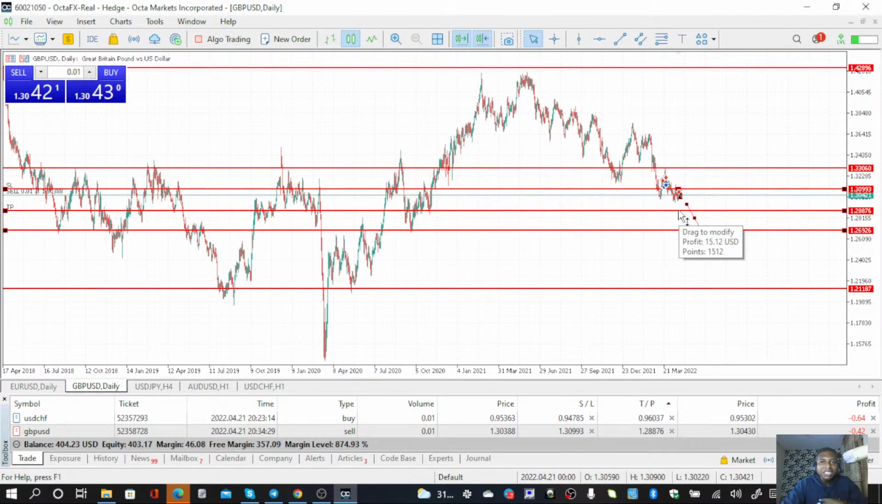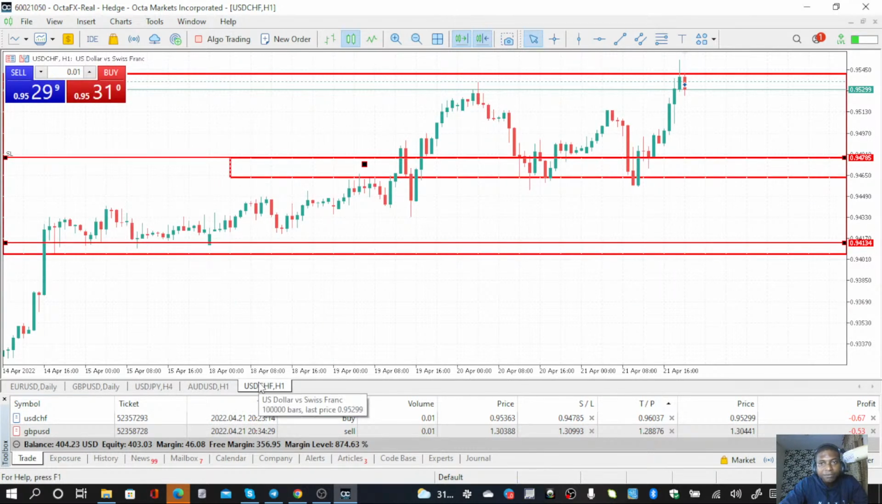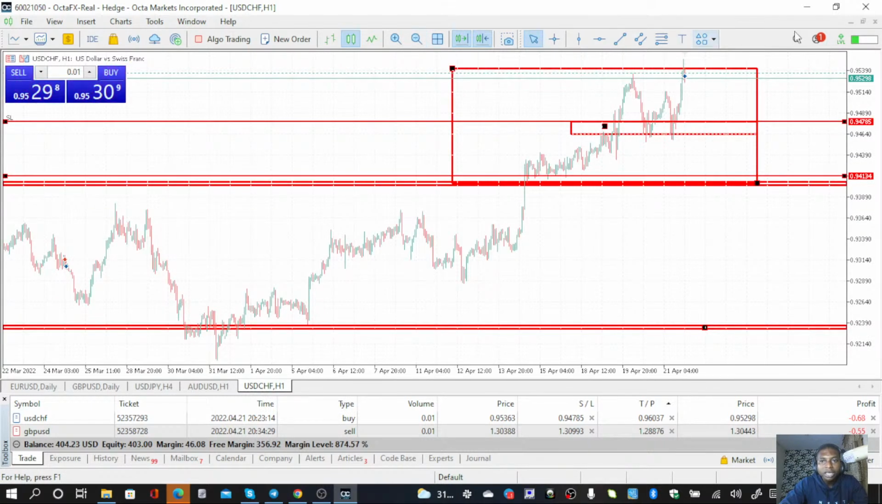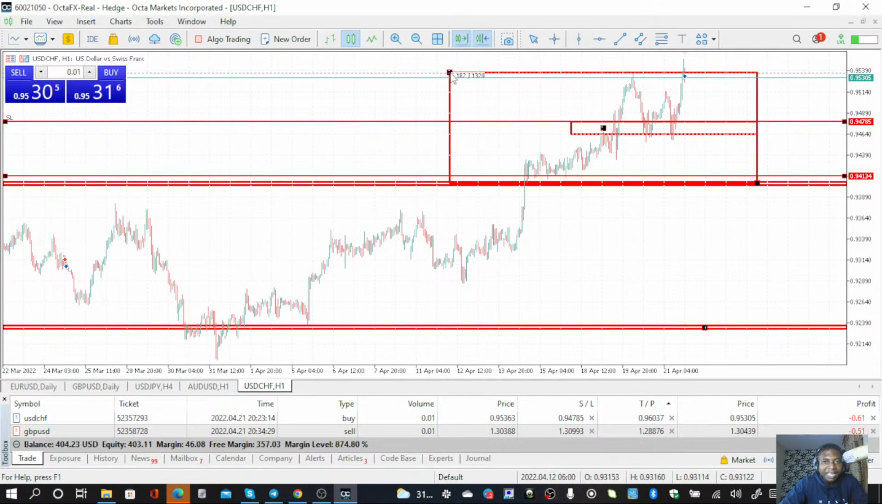So that is not a 50-50 trade on the GBP USD. All right, that is a 2:1, risk to reward 1:2 exactly. And if you look at the trade I took on USD CHF, that's more like a 50-50. But that is what I'm going to do if I'm taking this trade for a short period of time, like I explained earlier.